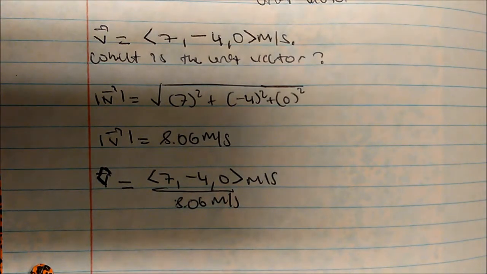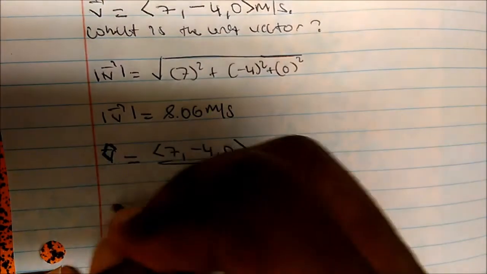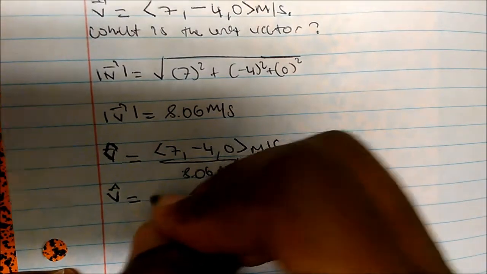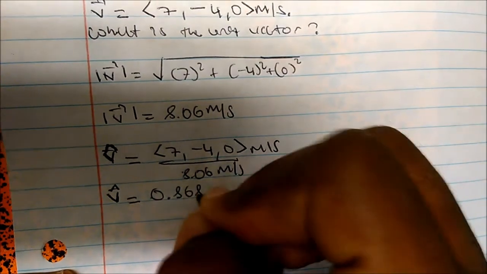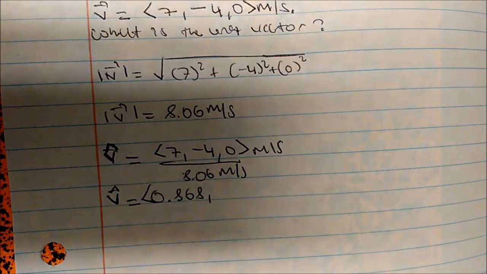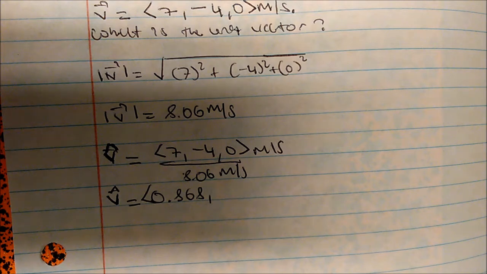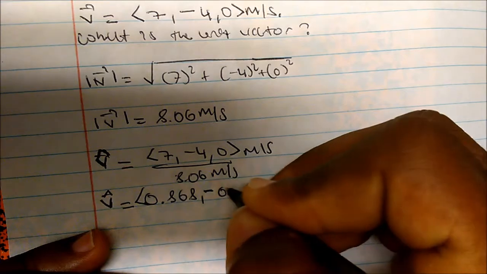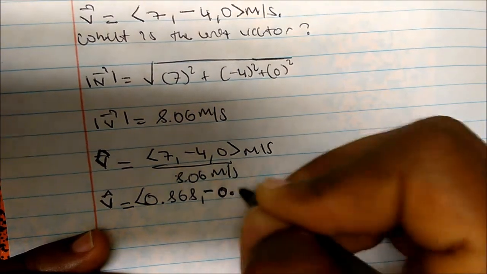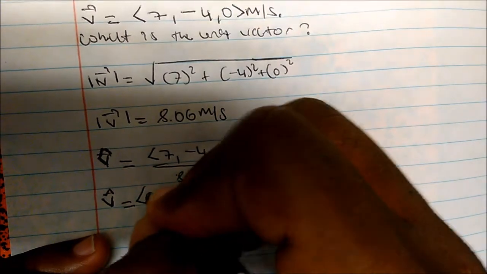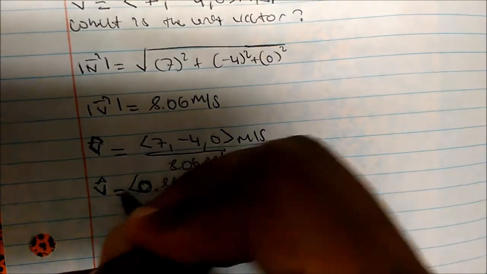So the unit vector, or v hat, will be 7, -4, 0, divided by 8.06 meters per second. If I take 7 and divide by 8.06, I get v hat to be 0.868 in the x direction. If I take -4 and divide by 8.06, I get -0.496, and then we get 0 because anything divided into 0 is just 0. So we have the unit vector.